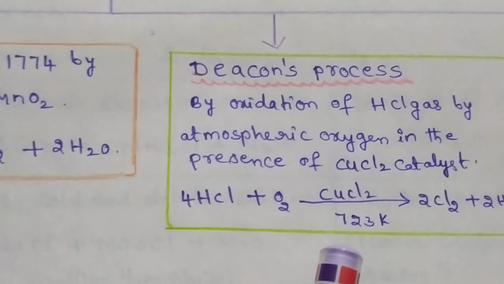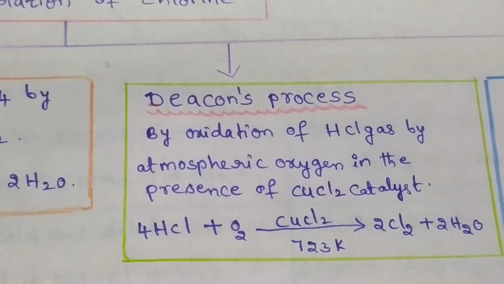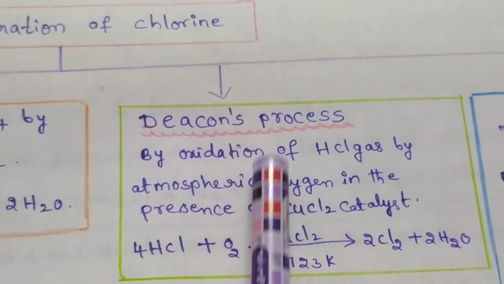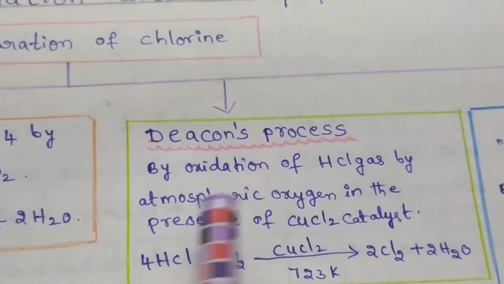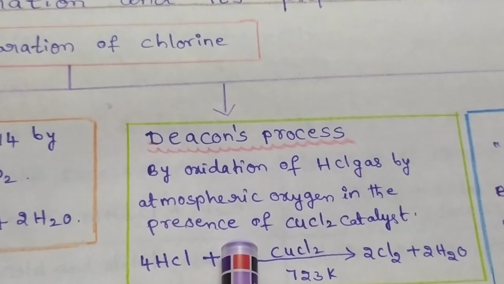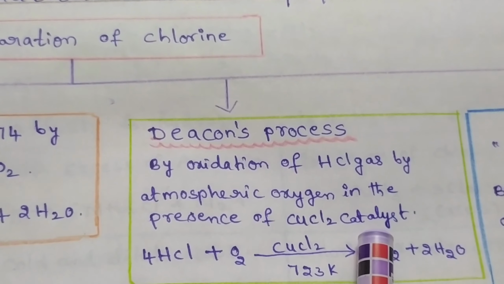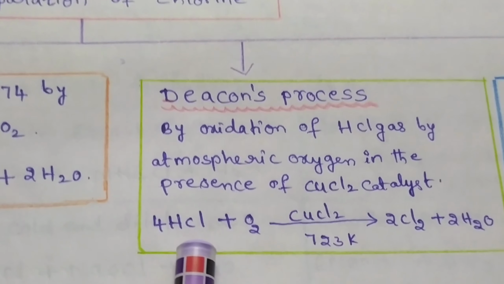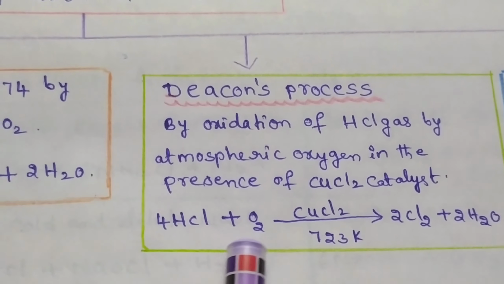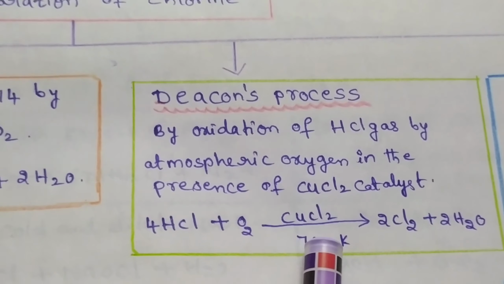The second method is Deacon's process. In Deacon's process, hydrochloric gas is oxidized by atmospheric oxygen in the presence of a copper chloride catalyst. The reaction is: hydrochloric acid reacts with oxygen in the presence of copper chloride catalyst, heated up to 723 Kelvin, to form chlorine gas.